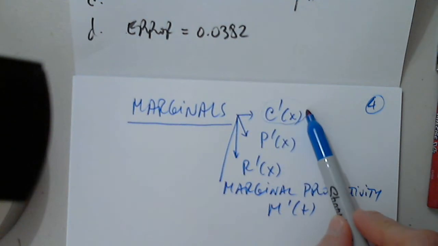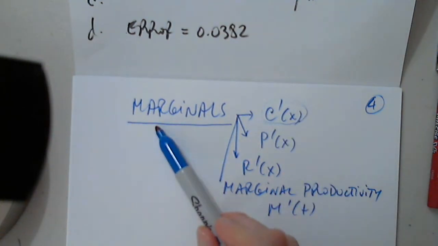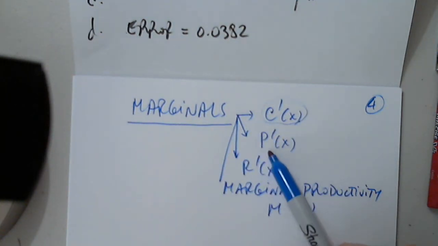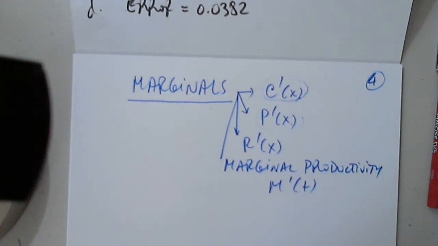So the derivative of the cost is called the marginal cost. The derivative of the profit, marginal profit, and so on and so forth. All we have to do here is just practice. So let's start with the marginal cost and then marginal productivity, or something else that you would like to look at. I'm fine with what you choose if you want.